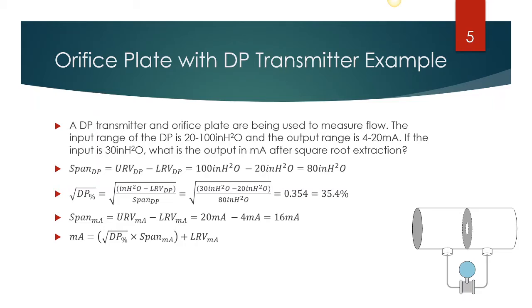And again, remember, we haven't moved from 0 to that percentage, so we have to add back in the low range value of our 4 milliamps. So if we take our 35.4%, multiply it times our 16 milliamps, and then add back in our low range value, we are going to get an output from this transducer of 9.66 milliamps for an input of 30 inches of water.